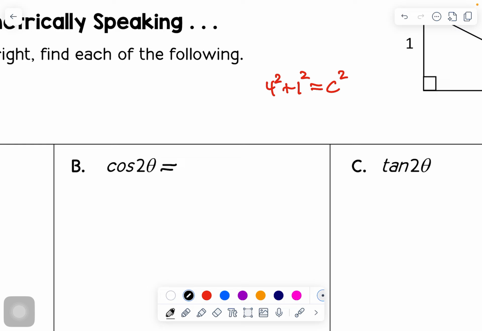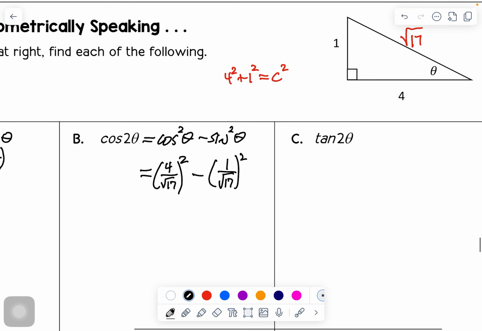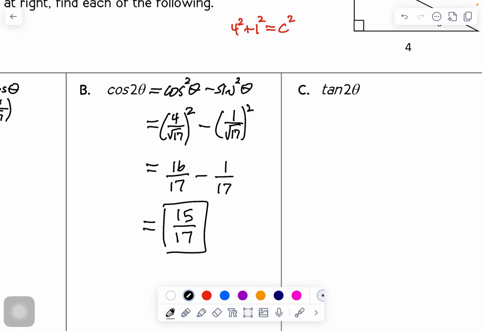So this equals cosine squared theta minus sine squared theta. All right, again, I'm going to be using that triangle there. The cosine of theta is adjacent over hypotenuse, so 4 over root 17 squared. And then the sine is going to be 1 over root 17 squared. When I square each of those, I'll end up getting 16/17 minus 1/17. All right, and it actually works out kind of nicely. I end up with 15/17 as my best answer.